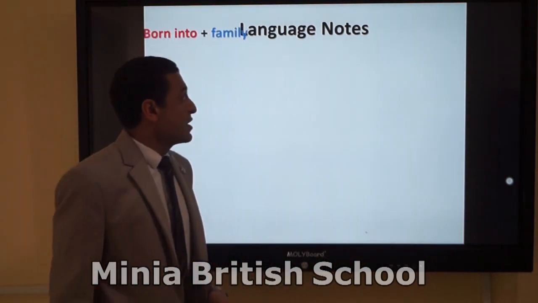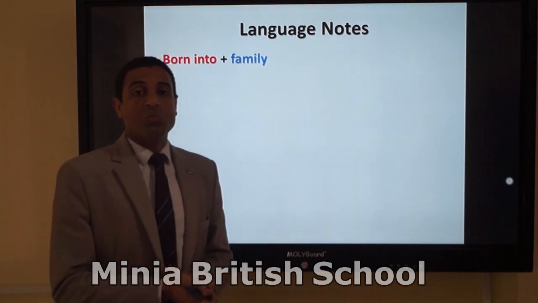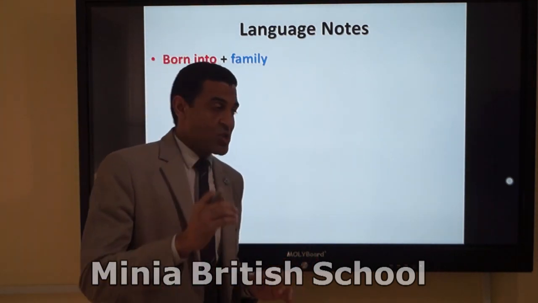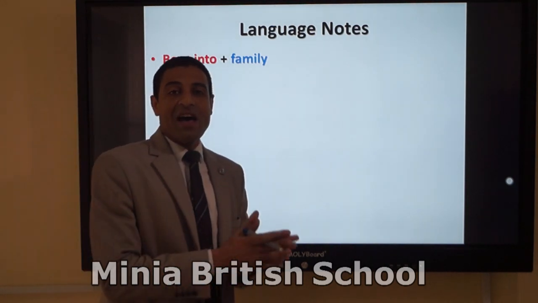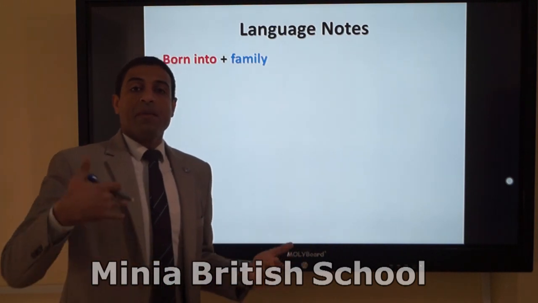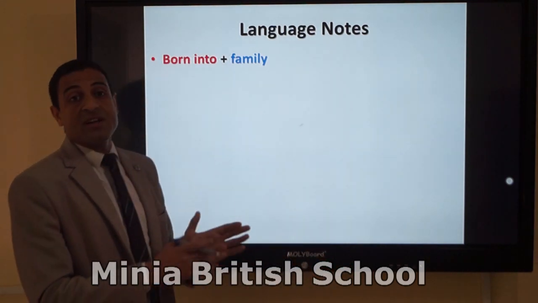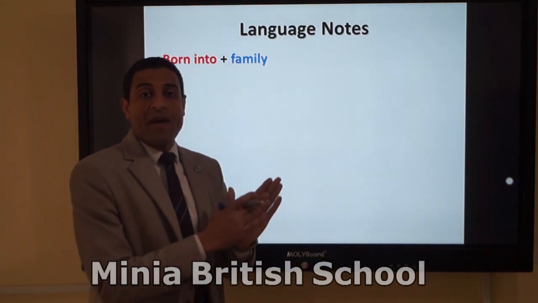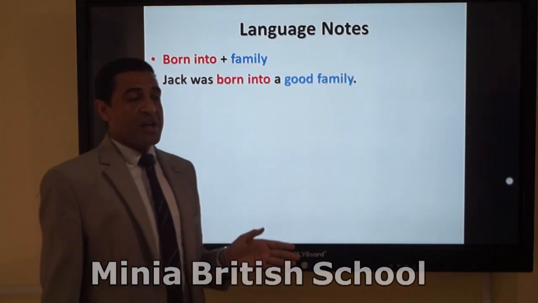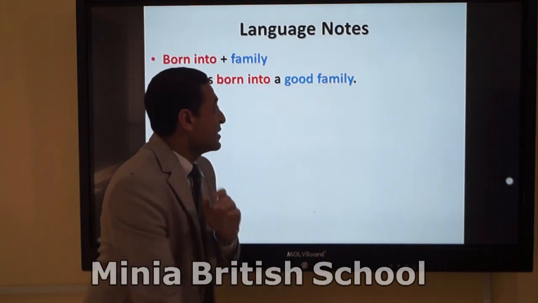The first one here, be careful of these words. Born into. When you use the word born together with the preposition into, you have to mention a family. Born into a famous family, a good family, a bad family, a poor family, a rich family, and so on. Just like this one: Jack was born into a good family.